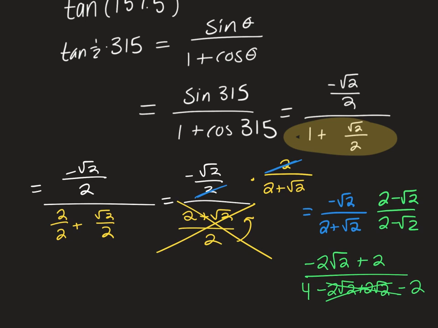4 minus negative 2, which is 6? No, that minus canceled out. Like, this is all gone. You're right. I know.